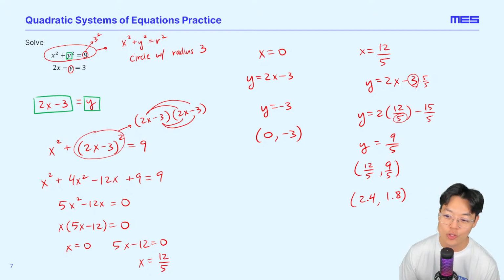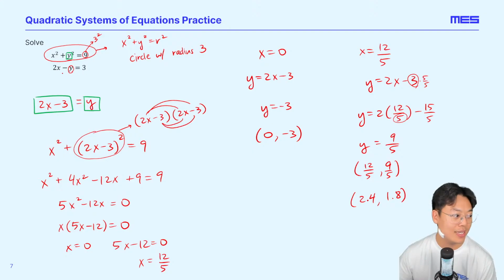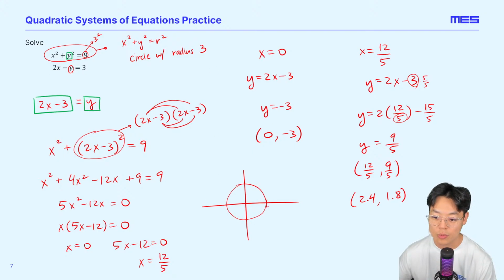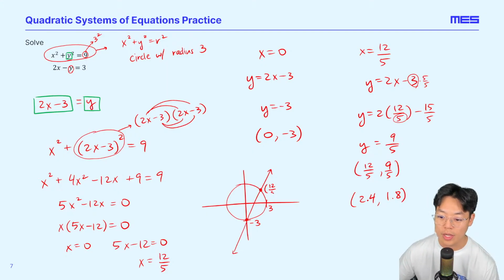And these are your 2 points of intersection between this circle and this line. And if you think about this graph, I'll quickly sketch it. Here's the circle with radius 3. Y equals 2x minus 3 means we're passing by at negative 3 right here, and we're going up 2 over 1, something like this. So notice how we have 2 points of intersection. This one would be our 12 fifths, comma 9 fifths. And this point right here where we meet on the y-axis is 0, comma negative 3.